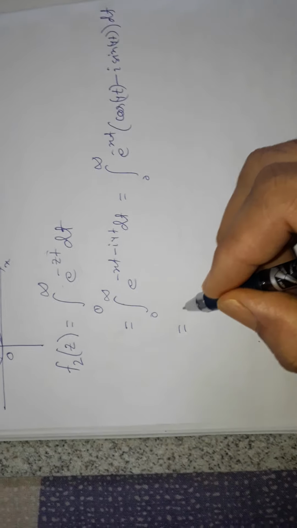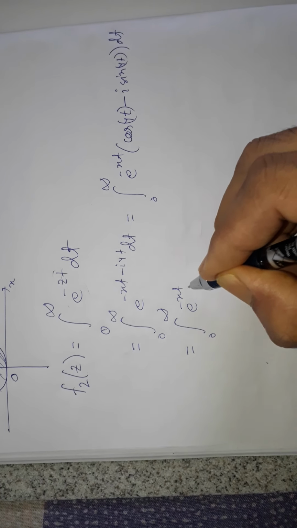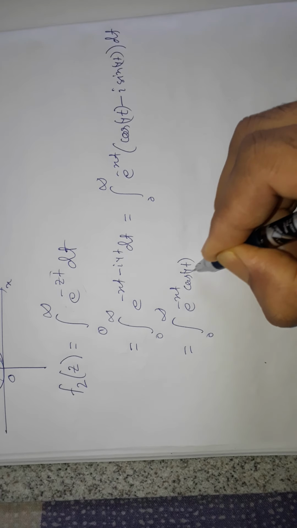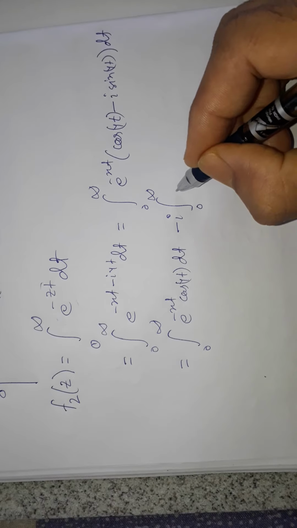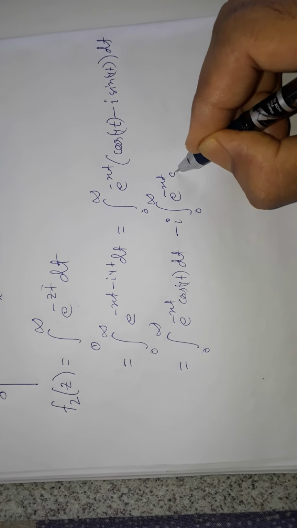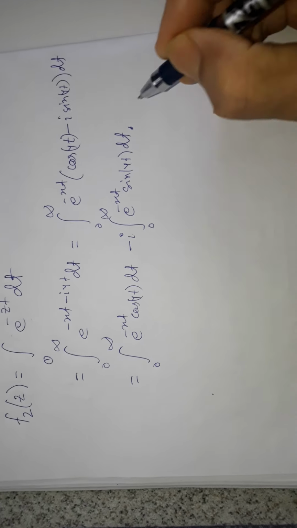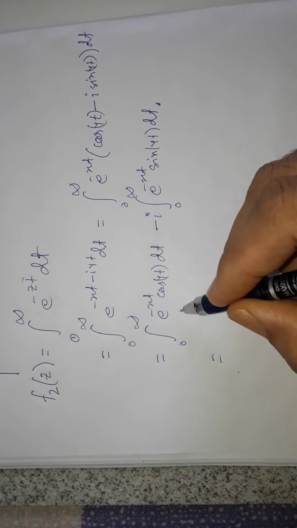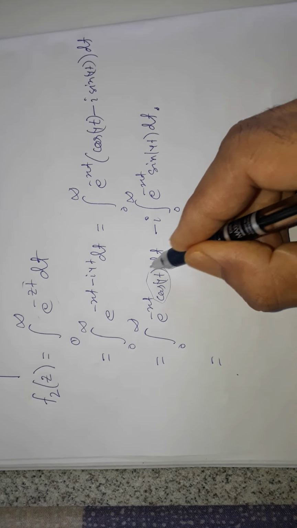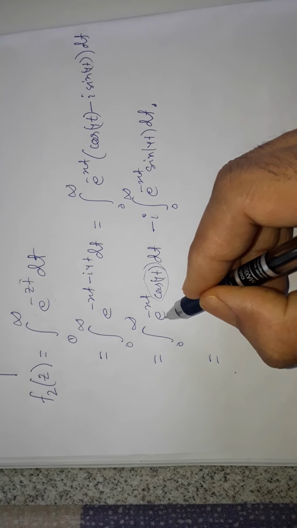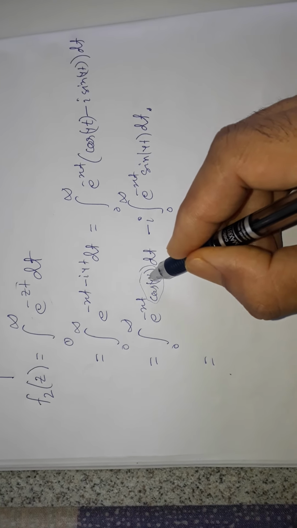So by definition, this is the real part, the integral of e^(minus xt) cos yt dt, minus i times the imaginary part. What is the imaginary part? The integral of e^(minus xt) sin yt dt. Now you see that you can evaluate this. This is actually the Laplace transformation of cos yt. In the Laplace transformation we usually have e^(minus st), but instead of s I have x, and this is the y.